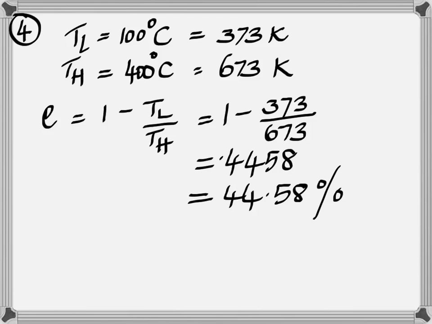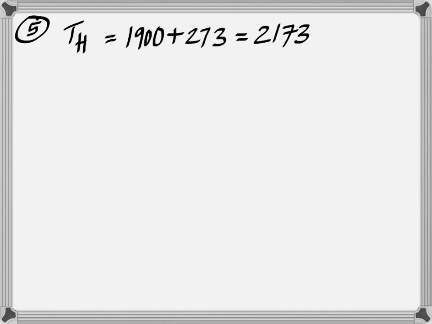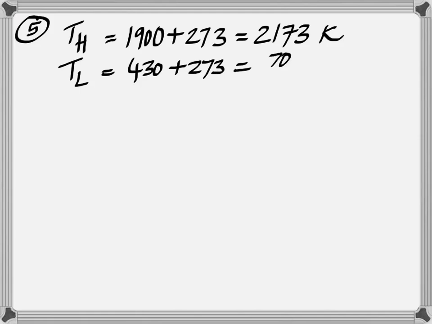What do you think about combustion chamber temperature and all that? What is that? The high temperature. You've got to change it to Kelvin, remember. So that is TH. 1,900 plus 273, 2173 Kelvin, and TL is 430. Again, add 273, change into Kelvin. 703. And now theoretical efficiency.